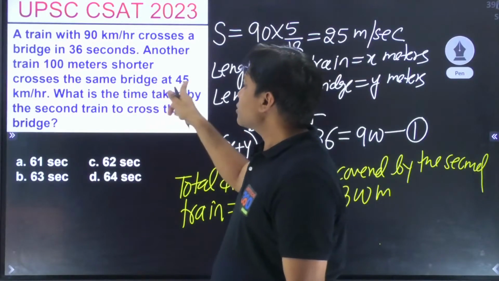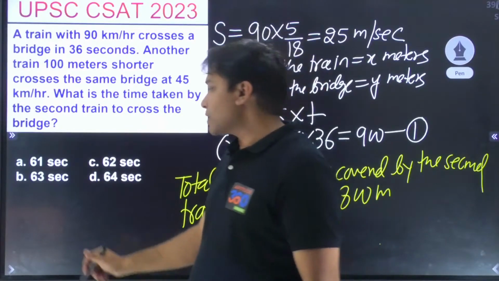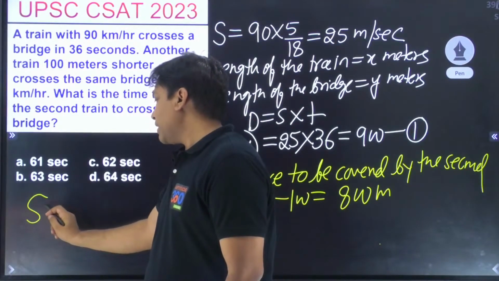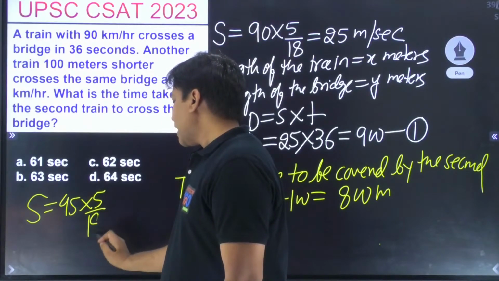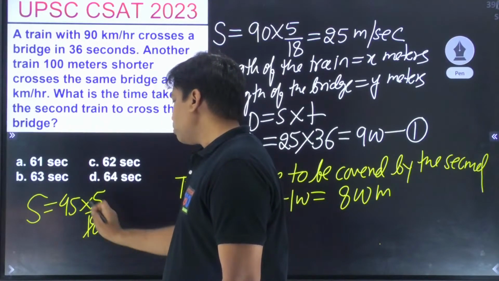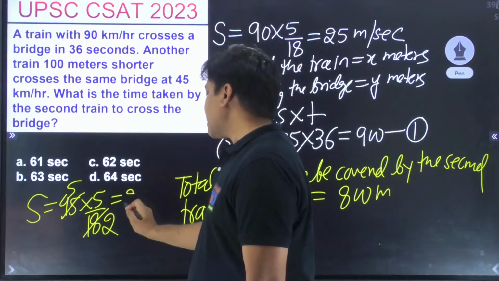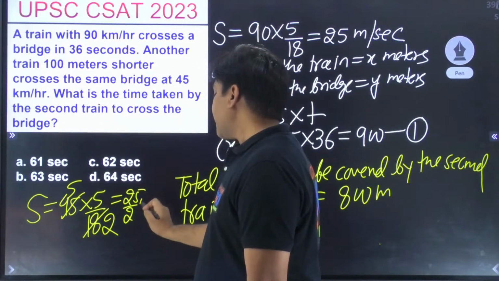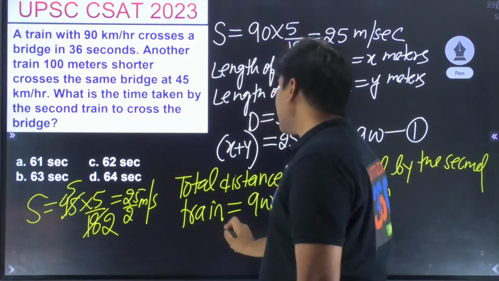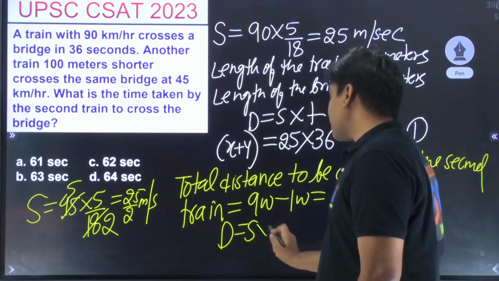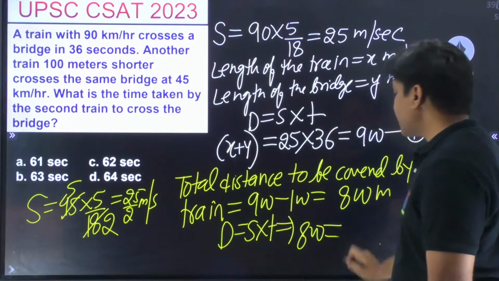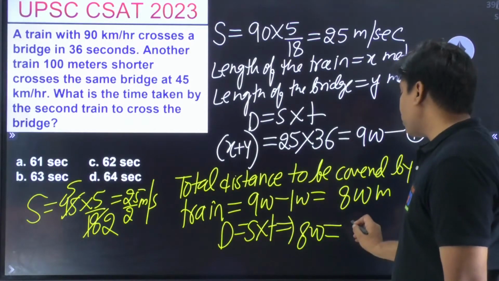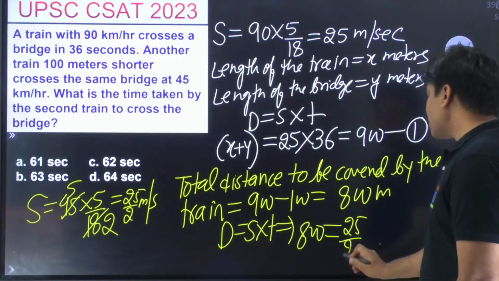Problem tells you that the speed of this train is 45 kilometers per hour. So speed of the second train is 45 into 5 by 18. So that's pretty simple for you to find out. 9 into 2, 9 into 5, so the speed is 25 by 2 meters per second. So what is that we have to do? Distance is equal to speed into time. What is the total distance that the second train travels? 800. What is its speed? 25 by 2. How much time is it going to take?